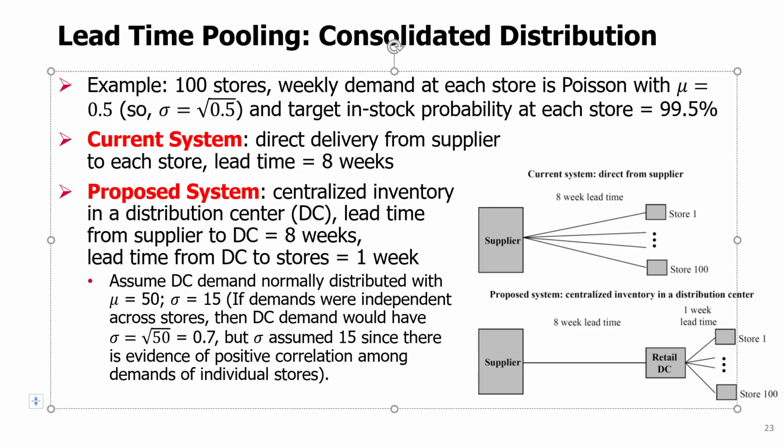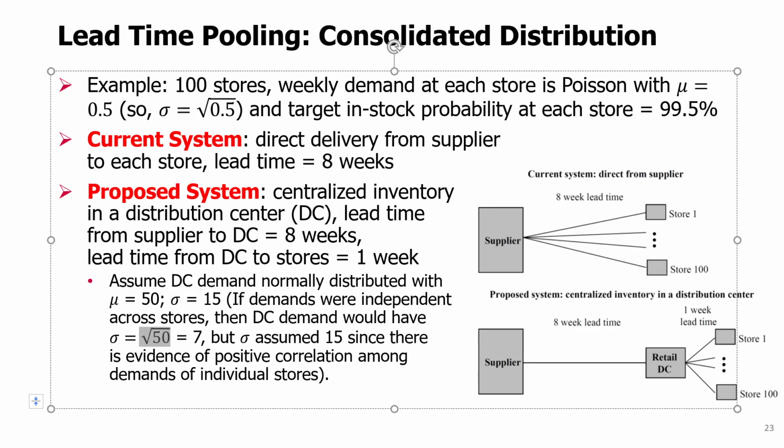We're going to assume that in our proposed system, the demand in the DC is normally distributed with mean 50 and standard deviation 15. Now notice that if the demands in stores were independent, the sigma here should be around, sorry, this is a mistake, around 7, right? It should be around 7, which is square root of mean 50.